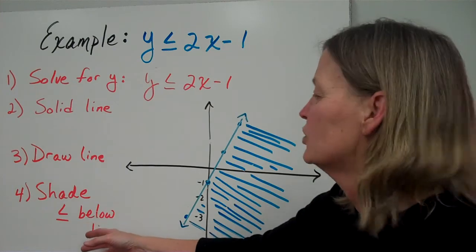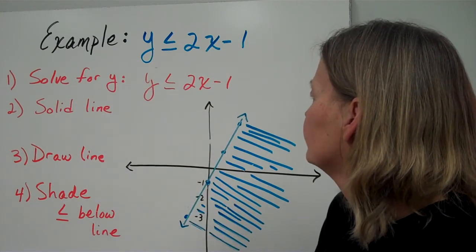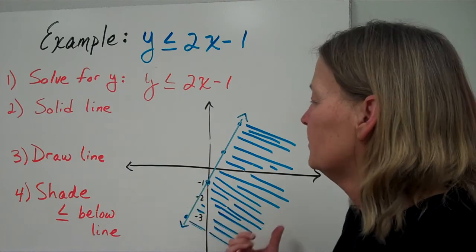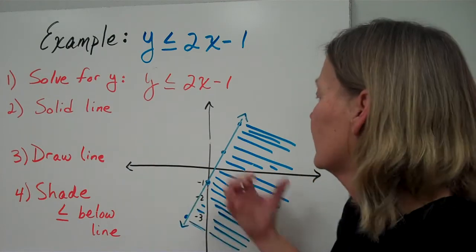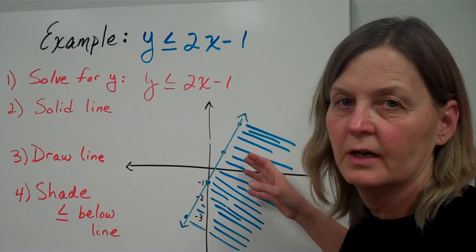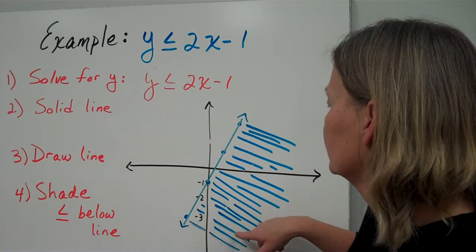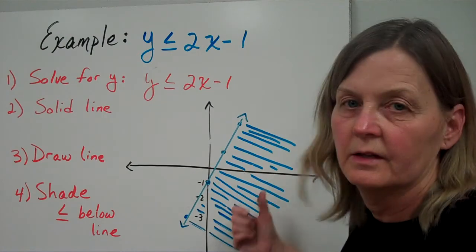Now we have to talk about the shading. It's a less than sign. If it's less than, we're going to shade below the line. So in this case, it's to the right of the line. And this blue here indicates shading. So that's the first example that I wanted to show you with drawing the line and then with the shading.